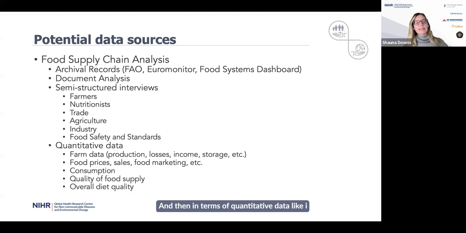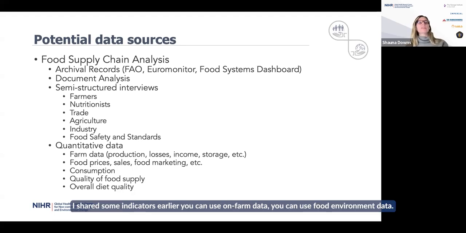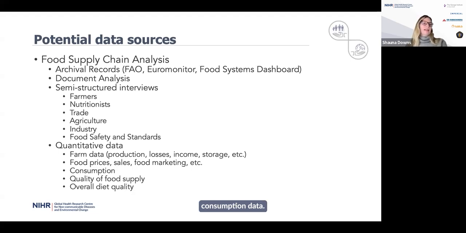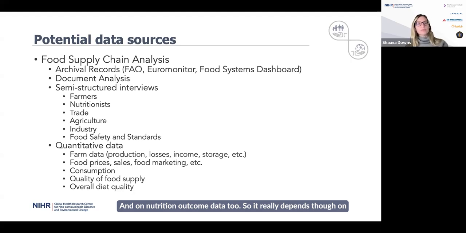And then in terms of quantitative data, like the indicators I shared earlier, you can use on-farm data, food environment data, consumption data, and nutrition outcome data too. It really depends on what crop and what product you're focusing on, and importantly, which data is available. Because while we want to have the highest quality data, the reality is that we're often constrained by the data that currently exists. So that's something to consider as well.